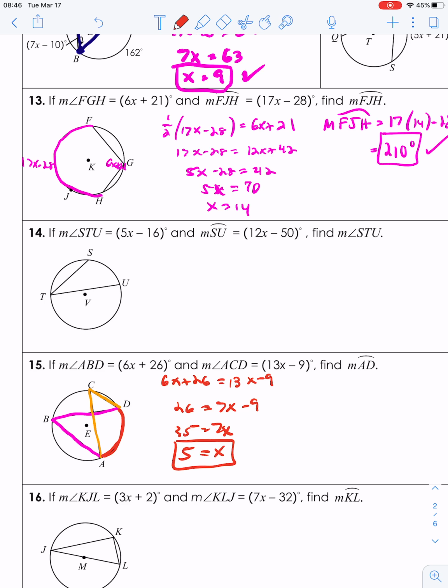Not done though, because we have to find the measure of AD. So, measure of AD is equal to 2 of the inscribed angles, or half of AD equals that. So let's write it a little bit different.